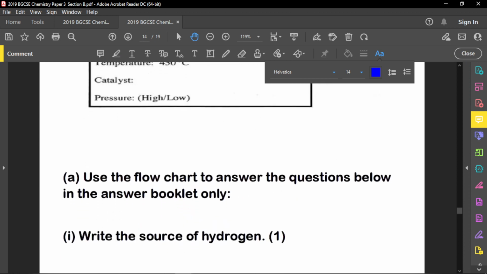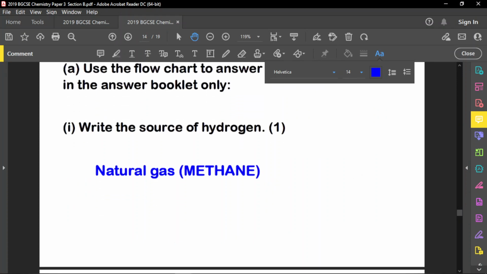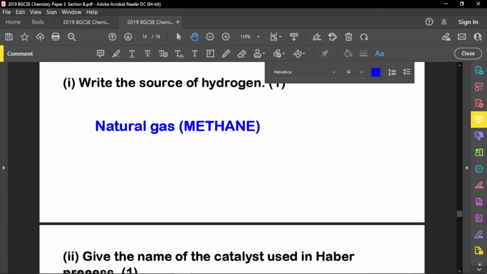And so the question I'm going to ask you is to use the flow chart to answer the question below in the answer booklet only. That means what they didn't want is for you to write on the flow chart and present that as the answer. So it says, write the source of hydrogen, and the source of hydrogen is natural gas, for example, methane, right? So any natural gas can be used, but specifically they tend to use methane. But natural gas is the answer.